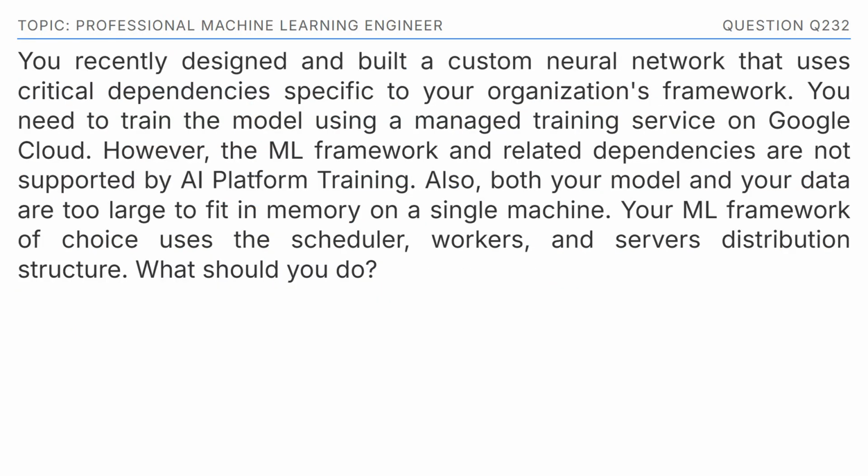You recently designed and built a custom neural network that uses critical dependencies specific to your organization's framework. You need to train the model using a managed training service on Google Cloud. However, the ML framework and related dependencies are not supported by AI platform training. Also, both your model and your data are too large to fit in memory on a single machine. Your ML framework of choice uses the scheduler, workers, and servers distribution structure. What should you do?